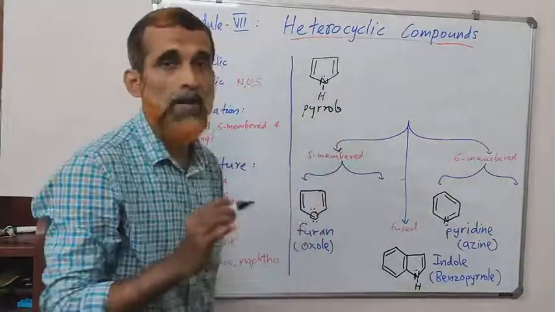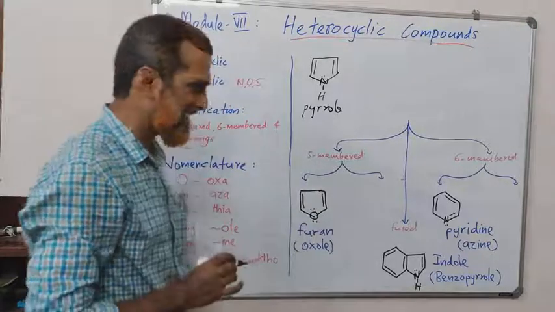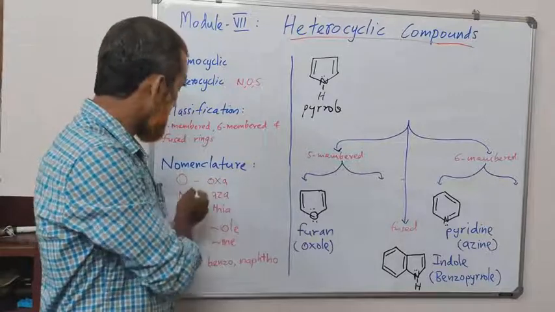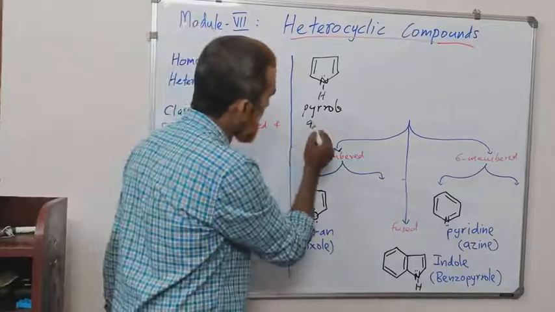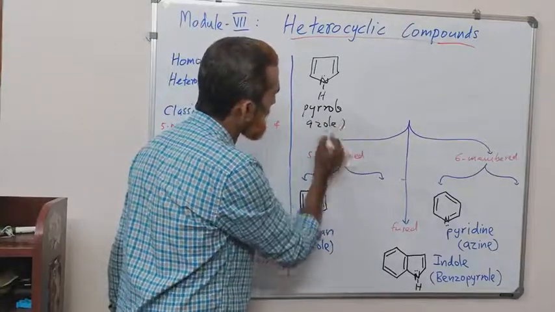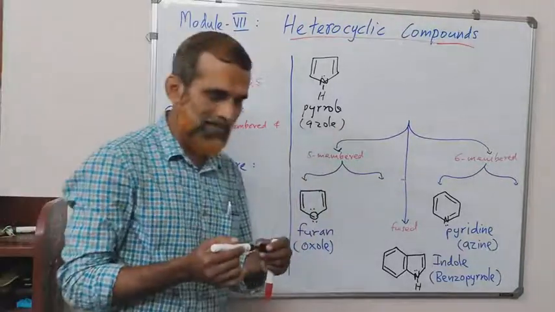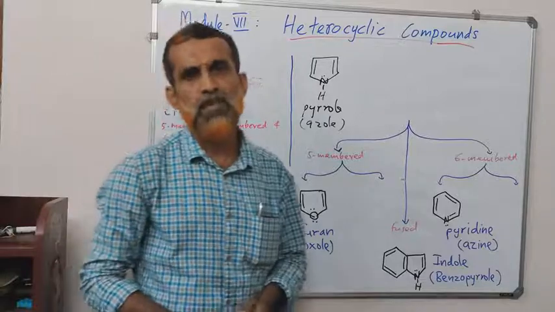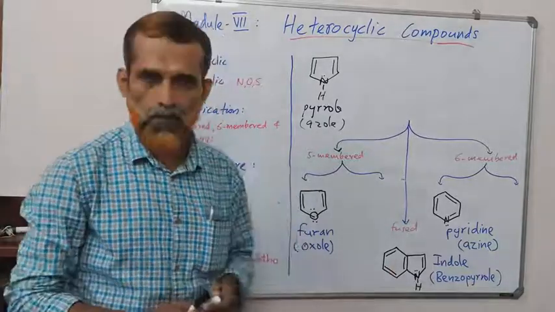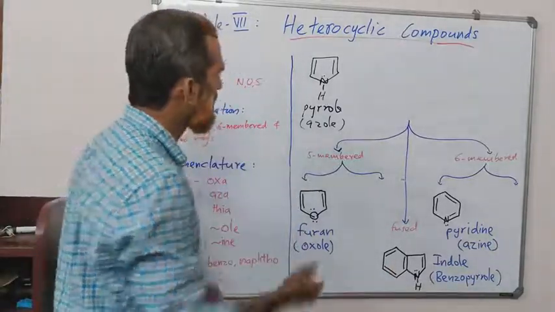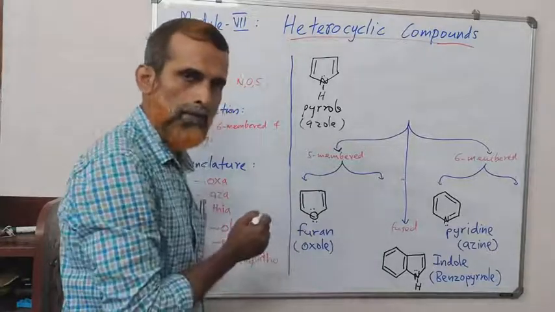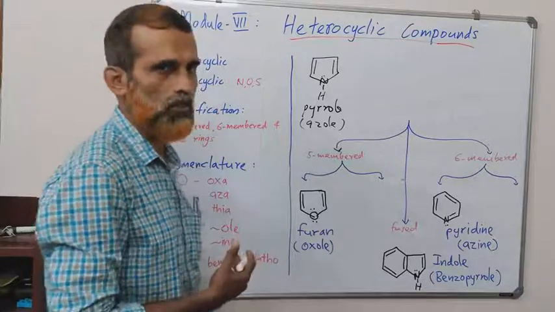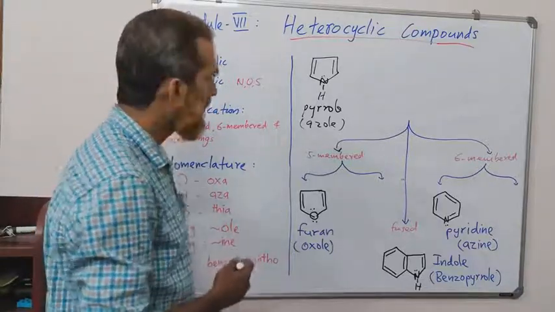That is a common name. In the IUPAC system, for a 5-membered ring we have to end with ole, and it is nitrogen, so it is simply called azole. This is the systematic name, azole. But mostly in heterocycles, like in many other cases, the common name is more popular, more often used. So this is commonly called pyrrole. The naming is a little bit liberal here. You can name in different ways.